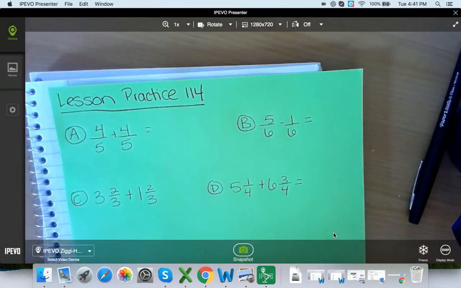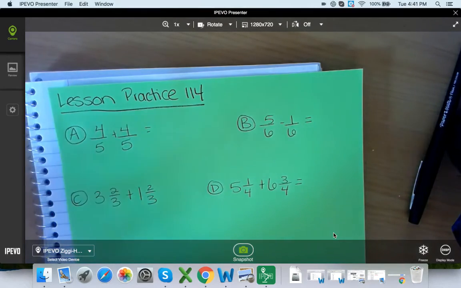Now, this lesson kind of brings a little bit of everything together. So we're going to talk about mixed numbers. We're going to talk about reducing fractions, a little bit of everything that we've been talking about the last couple days. So let's get right to it.